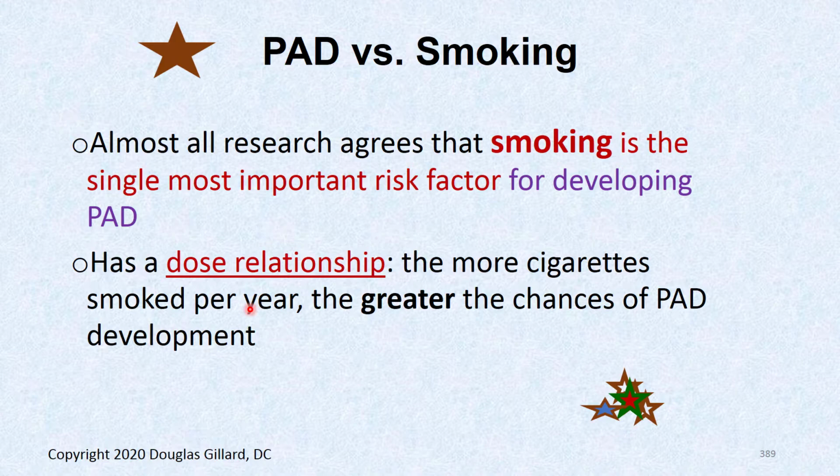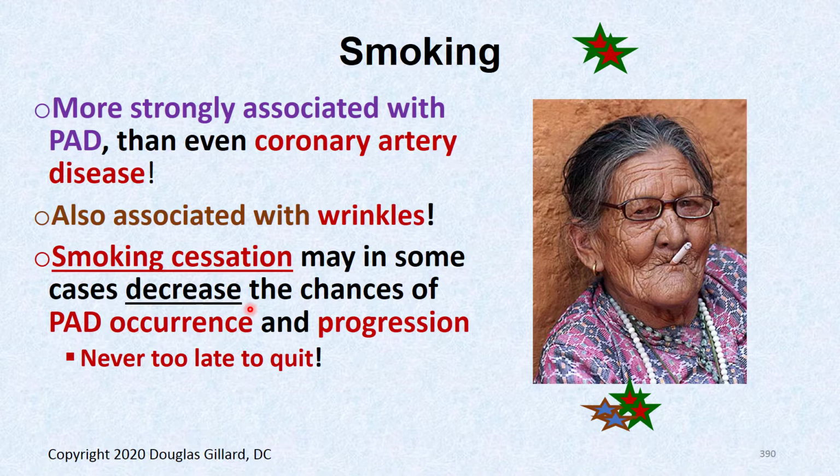PAD versus smoking. In all the research, smoking is particular. You want to get PAD, smoke really heavily. You get Buerger's disease or PAD, or both of them. So it's the single most important risk factor for making the diagnosis of PAD. There's a dose relationship, so the more pack years someone has smoked, the greater chances they have of developing PAD. It's strongly associated with PAD, more so even than coronary artery disease. Smoking, of course, you want to get wrinkles, smoke heavily.